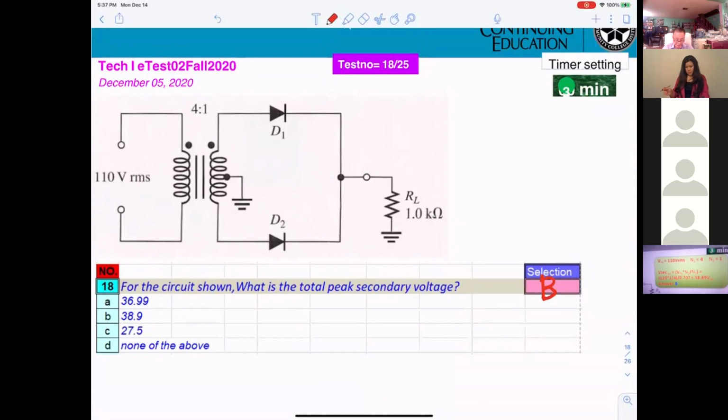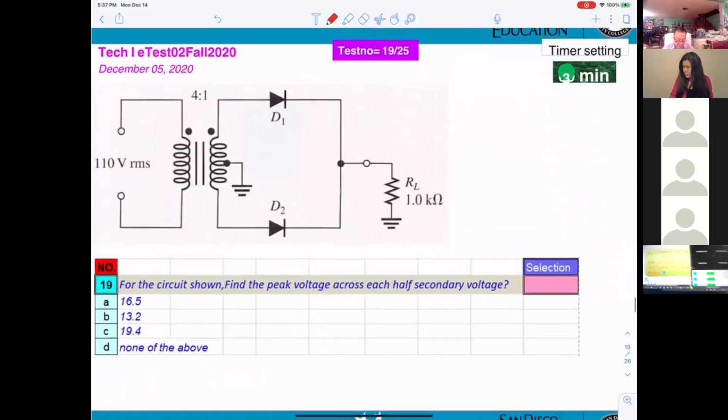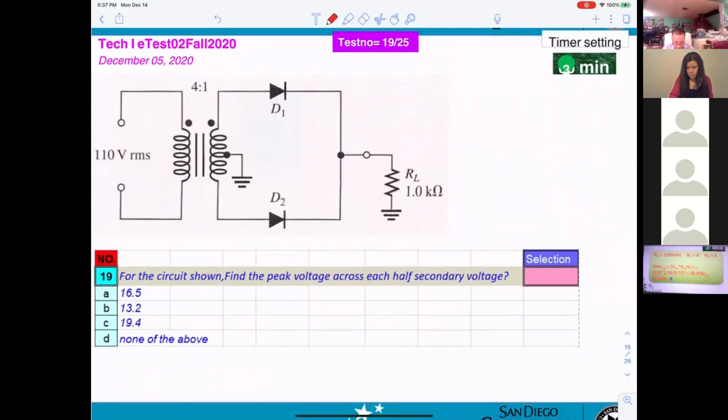You take 110, okay, times 1 divided by 4, but you must convert to peak, VP. Okay, V peak, input will be RMS. Okay, find the peak voltage across each half of the secondary voltage. Number 19, I got C. Yes. Perfect. C.